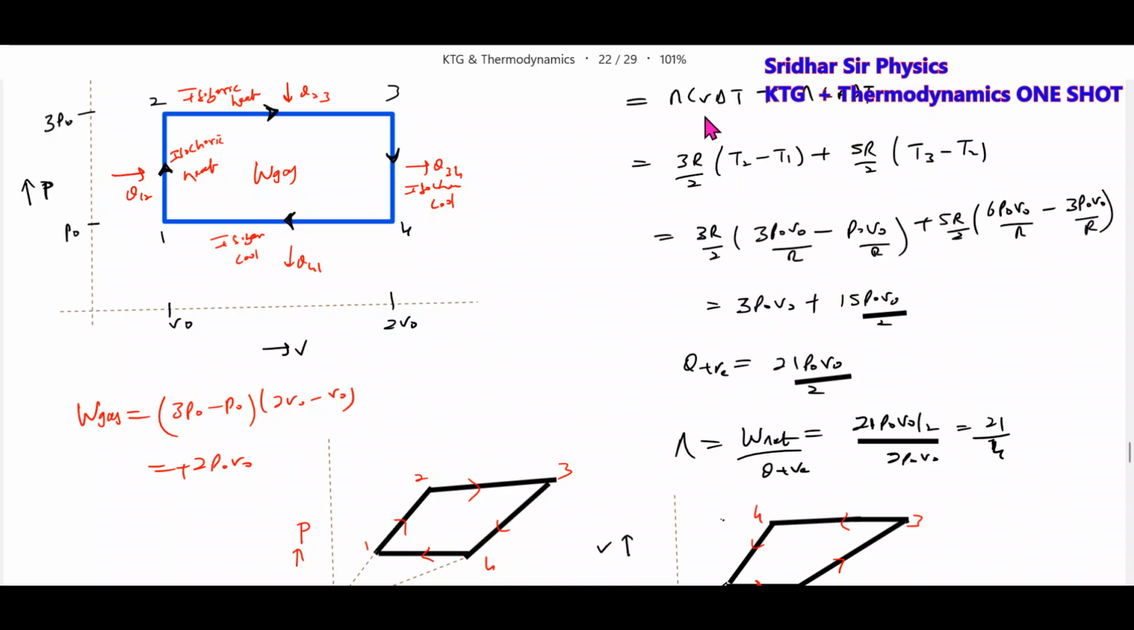And the basic formulas you must know. NCV delta T. Heat absorbed in isobaric process will be NCP delta T. In isochoric process, NCV delta T.